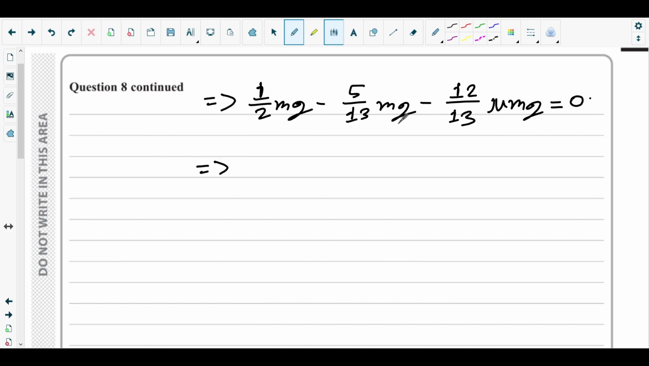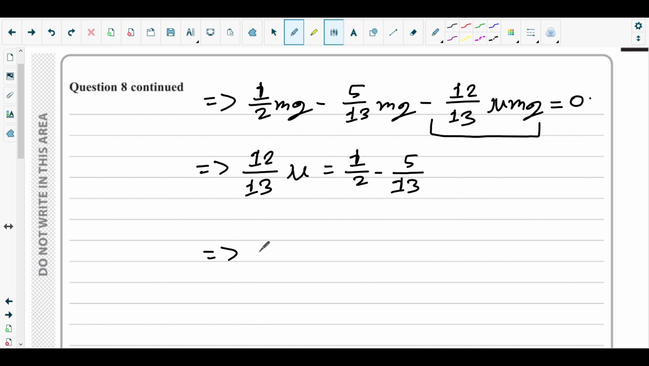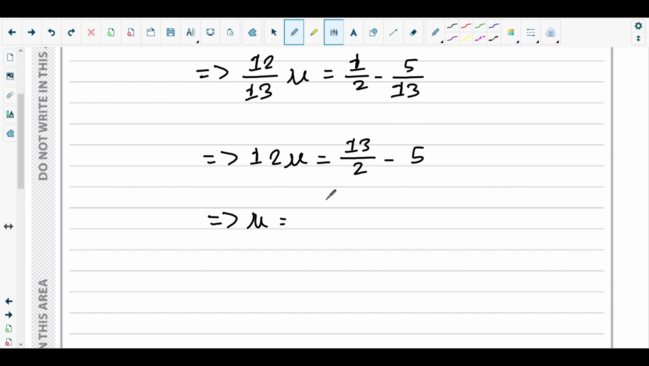So pretty much simple now. We can cancel out the mg, right? Now take this term to the right. So what you will get? 12 over 13 mu equals to half minus 5 over 13. So we need the value for mu. Multiply both sides by 13. You will get 13 over 2 minus 5. So mu would be 13 over 2 is 6.5 minus 5, that is 3 over 2. So 3 over 2 times 12, that means 3 over 8.